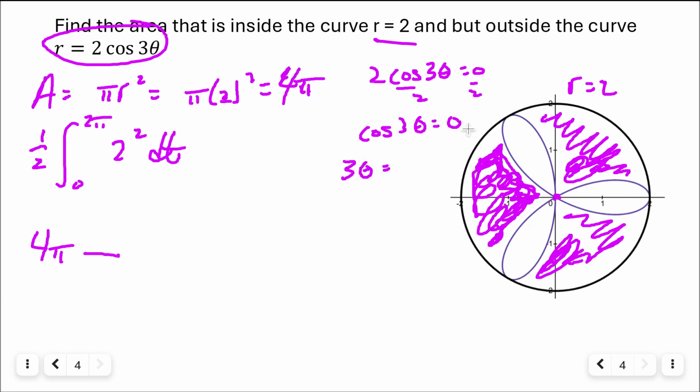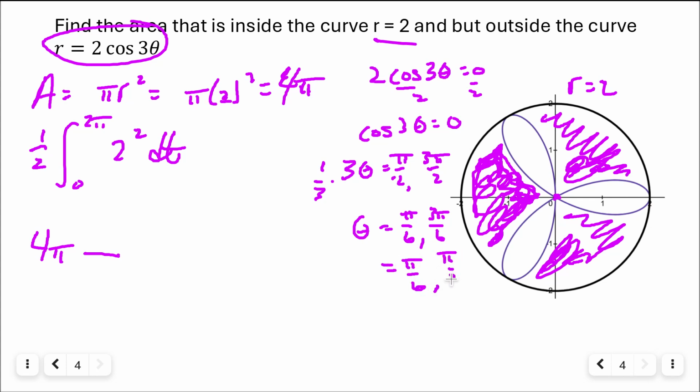3 theta will be equal to, cosine is 0 when the x-coordinate is 0, at pi over 2 and at 3 pi over 2. So if I multiply everybody by 1/3 here, theta is going to be pi over 6 and 3 pi over 6, right? Yep, and 3 pi over 6 is pi over 2. Okay. Now I can keep going.